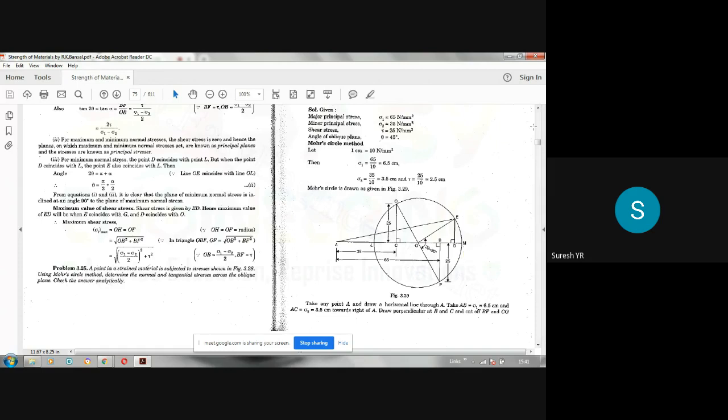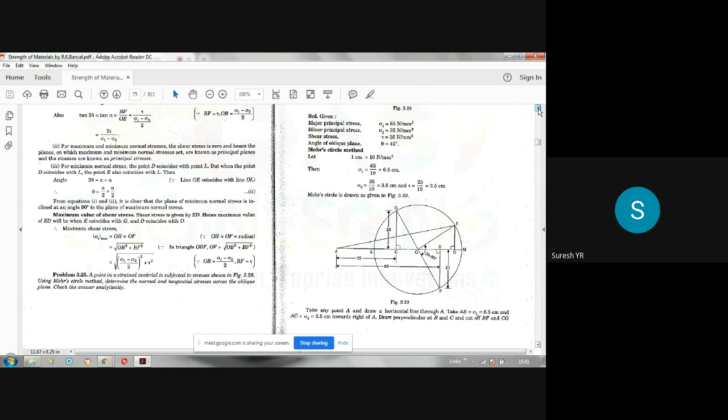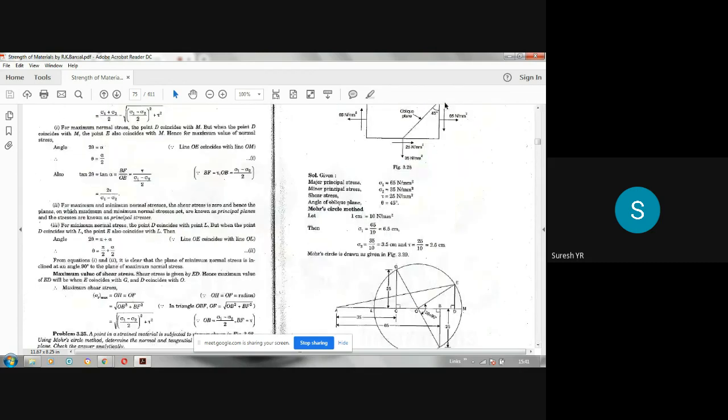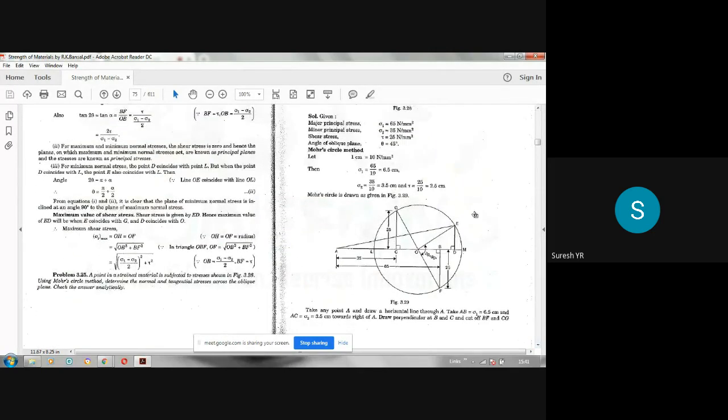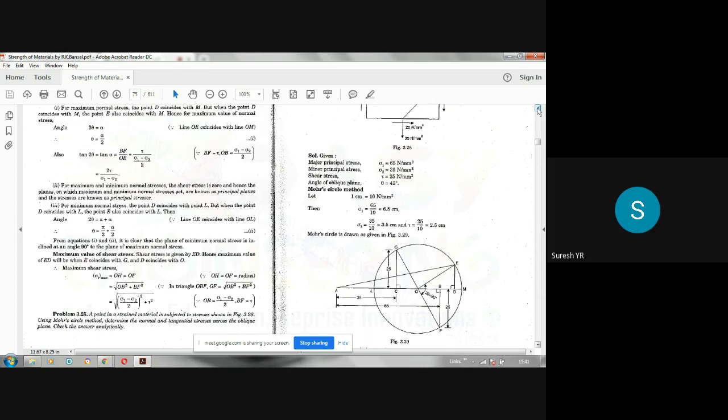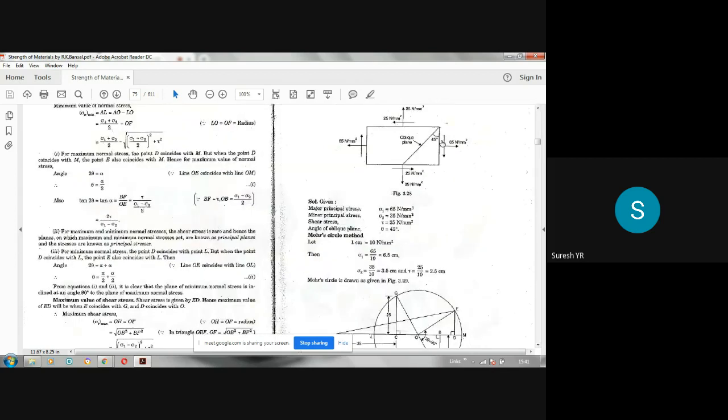Next, what he has asked for the same problem is, what is the normal stress and shear stress on this oblique plane. To find that, what you have to do is, now after this Mohr circle, you take this line, that is the GF line. From the GF line, measure an angle 2 theta. So here this angle is theta. Theta is 45 degrees here. Please note that. Theta is given as the angle of the oblique plane, 45 degrees.